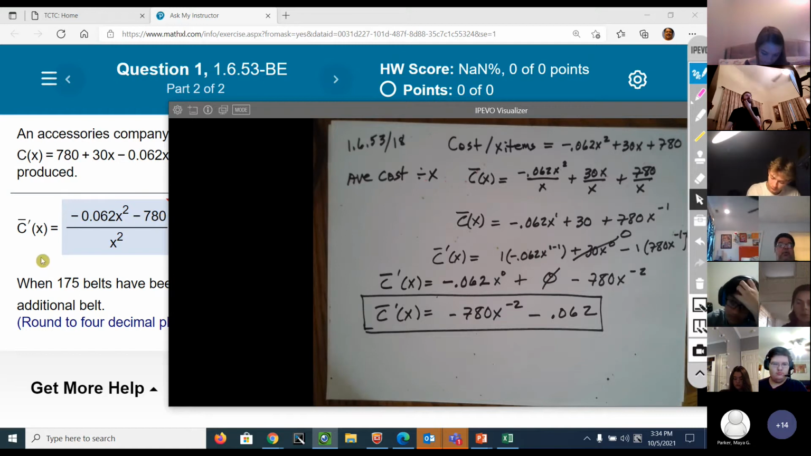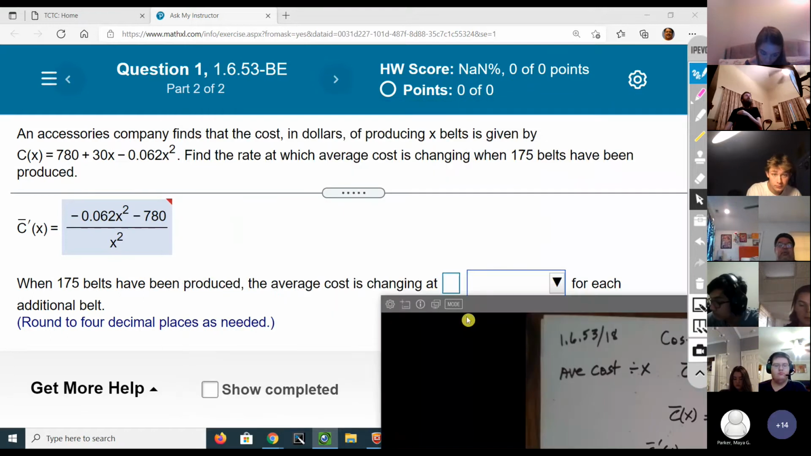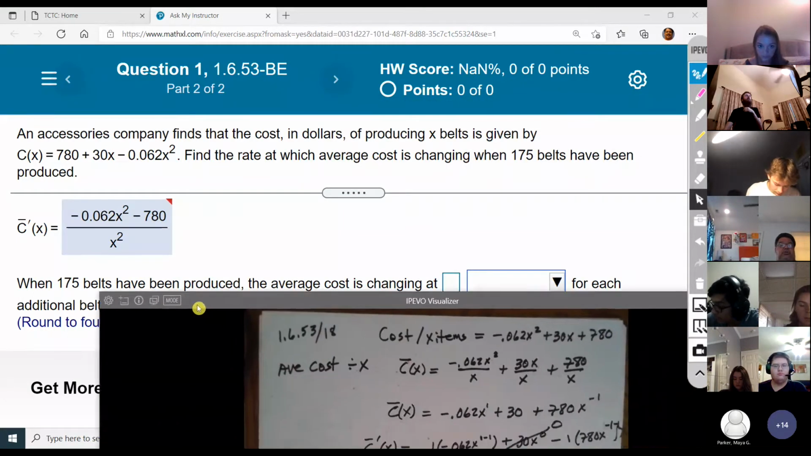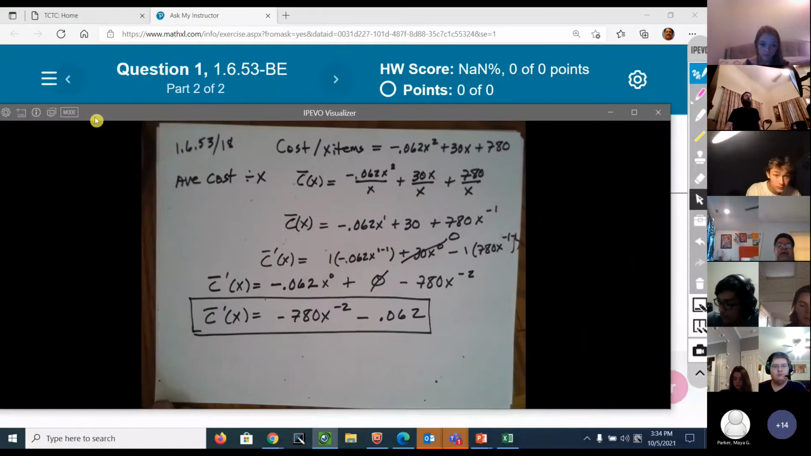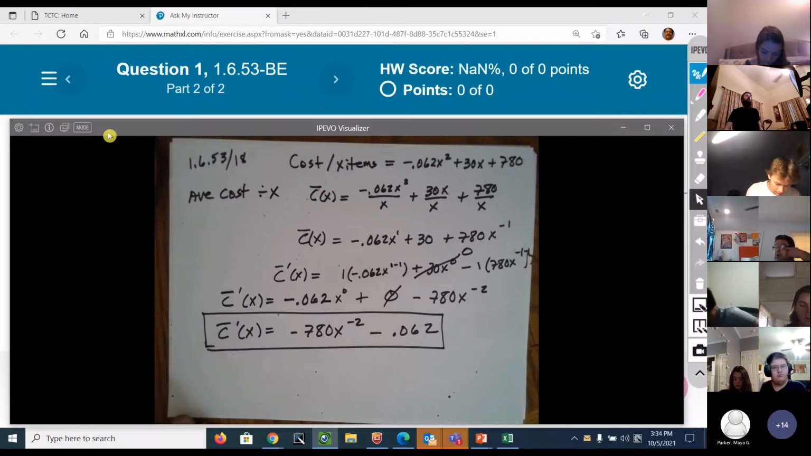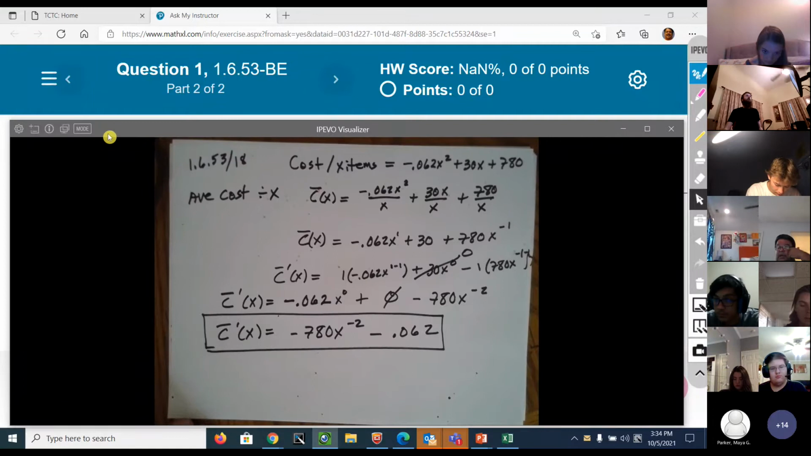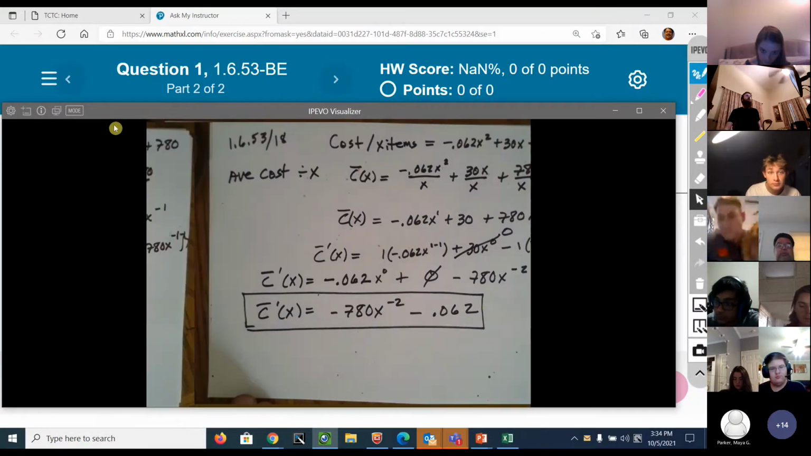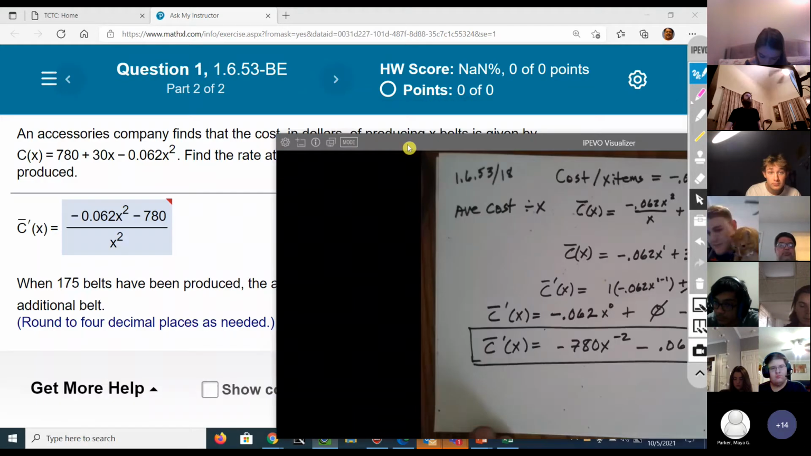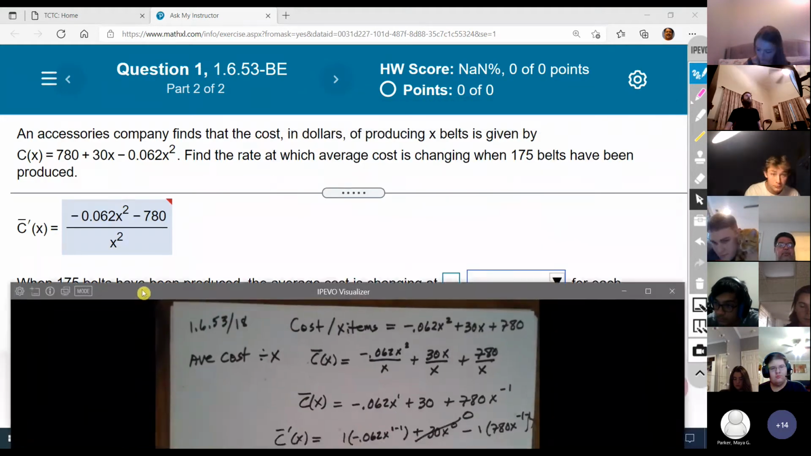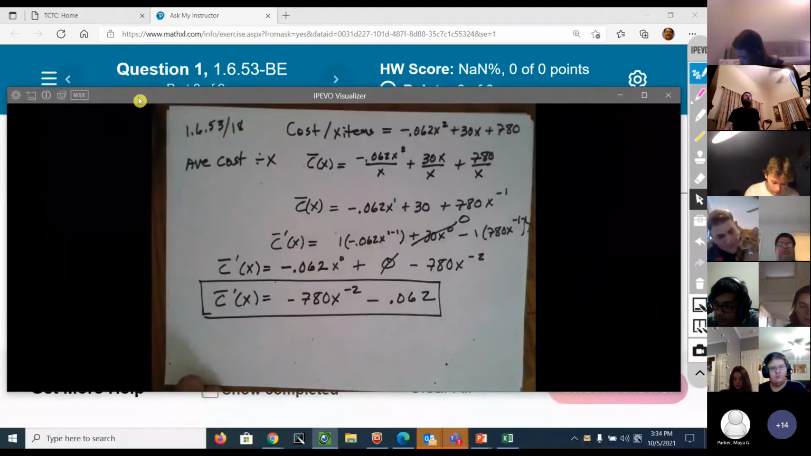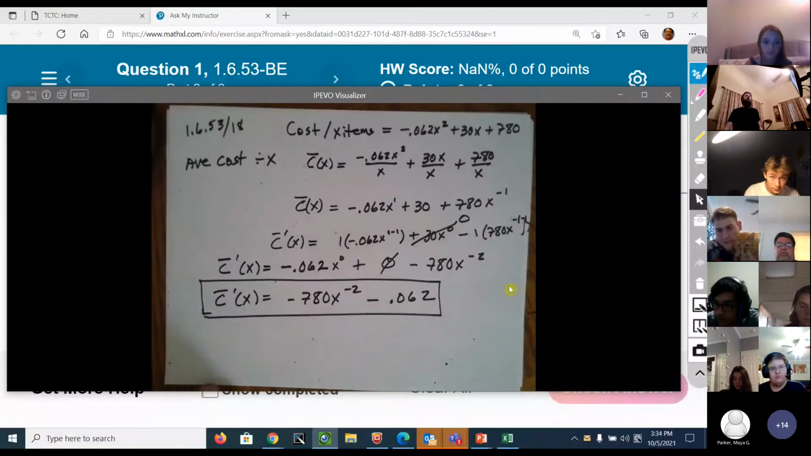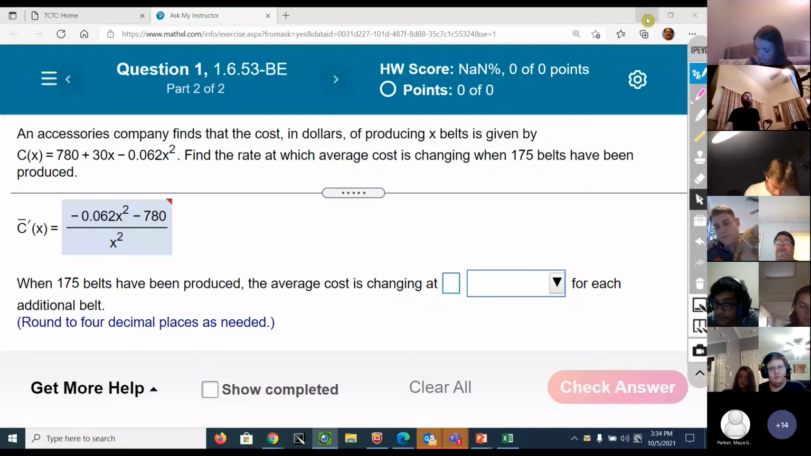Now, when 175 belts have been produced, the average cost is changing. So plug in 175 belts. Or you could do this, you could plot it if you wanted to. And let's see, what is 175 has been produced. So plug in 175. Let's do it on the handy dandy calculator. Let's see what happens when we do it on the calculator.